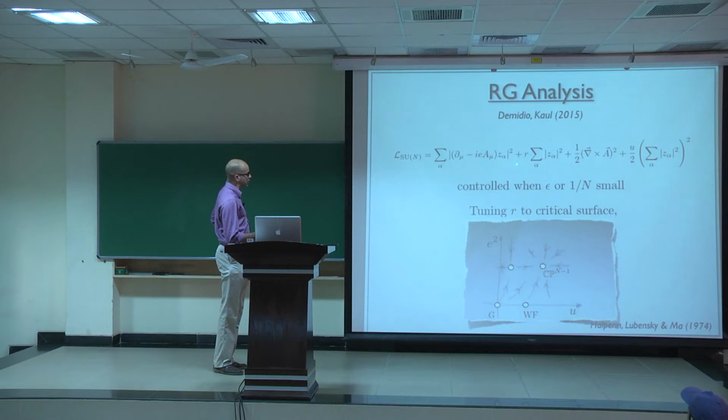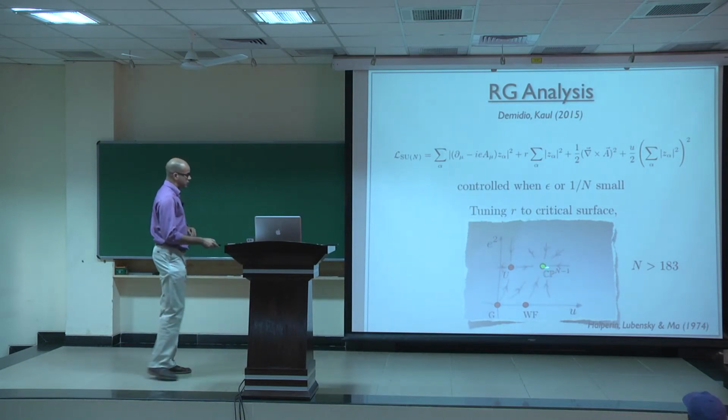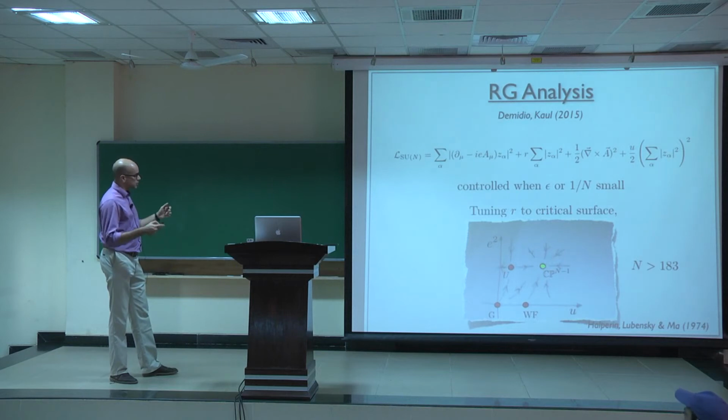So there are three parameters. There's R, E, and U. And so if you tune the critical surface, you can study the phase diagram in the EU plane. And there are 4 fixed points. 3 of these fixed points have a relevant direction in addition to R, so they don't describe critical phenomena. The CP^N field theory has all directions irrelevant except for R.